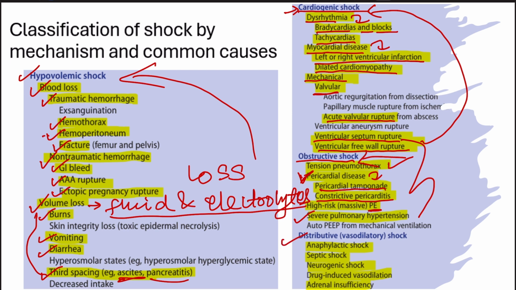Then we have distributive shock. As I have already mentioned, it is mainly due to anaphylaxis, sepsis, traumatic spinal cord injury, or it can be due to endocrine factors, that is acute adrenal insufficiency, hypothyroidism, or hyperthyroidism, and it can also be due to drug-induced vasodilation. So these are the common reasons for vasodilatory or distributive shock. These are the different types of shock and their common causes.